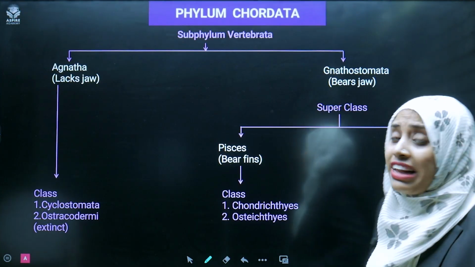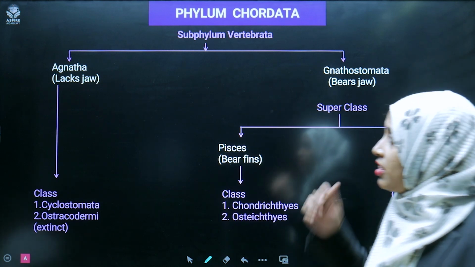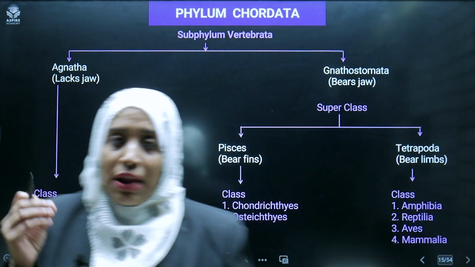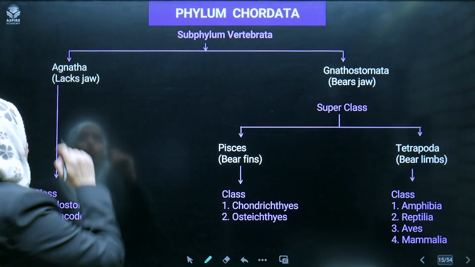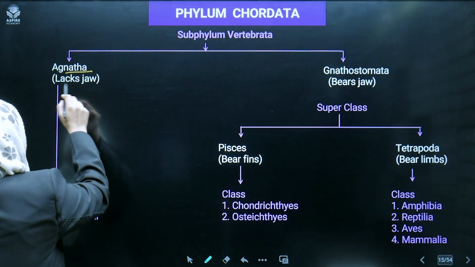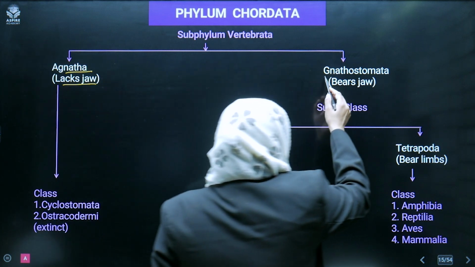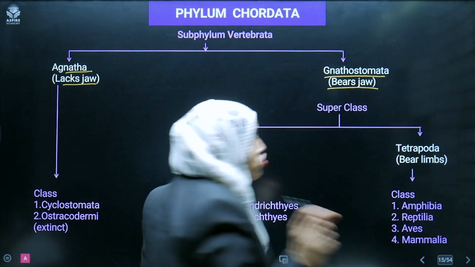We'll see the classification of the subphylum Vertebrata. The subphylum Vertebrata can be divided into two divisions. That is Agnatha, which lack jaw. There is no jaw present in these organisms. And Gnathostomata, they bear jaw.